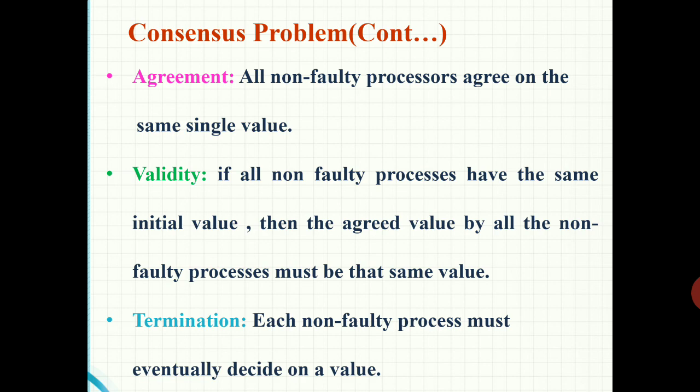So if all the non-faulty processes have the same initial value, then the agreed value by all non-faulty processes must be the same after the execution of the protocol. If the initial values of the non-faulty processes are different, then all the non-faulty processes can agree on a common value. The value agreed upon by a faulty process is irrelevant. That is about the consensus problem.